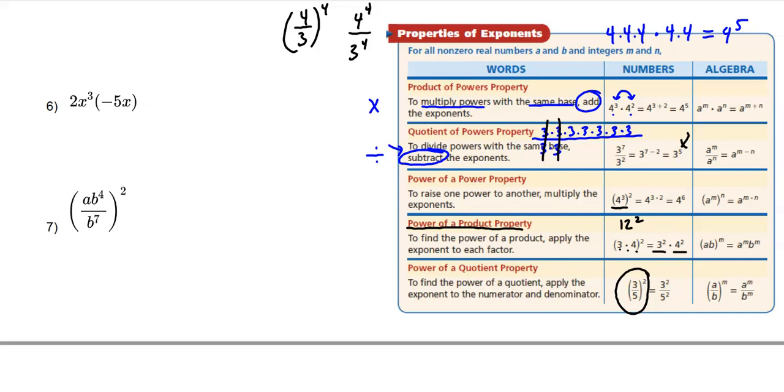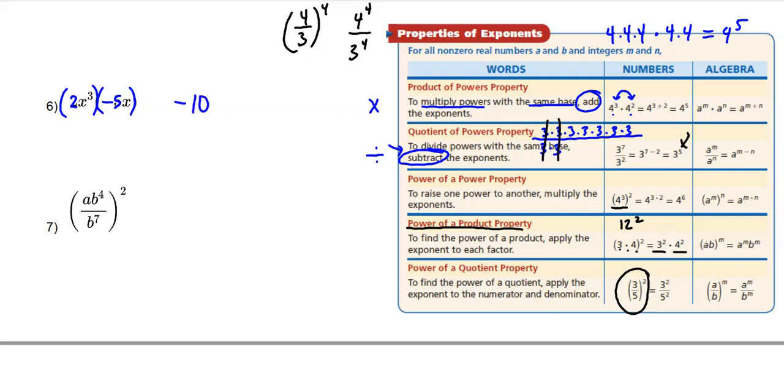Let's just do some examples. I think it's a little bit easier. So number 6, we have 2x to the 3rd times a negative 5x. And if you want to, you could even think about this as parentheses. No big deal. I do these separately as far as I do the coefficients first. So when I look through here, my coefficients are 2 and negative 5. So I'm going to multiply 2 by negative 5, and I'm going to get negative 10.